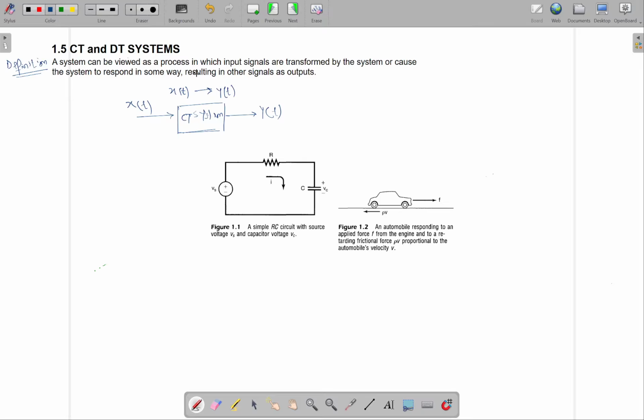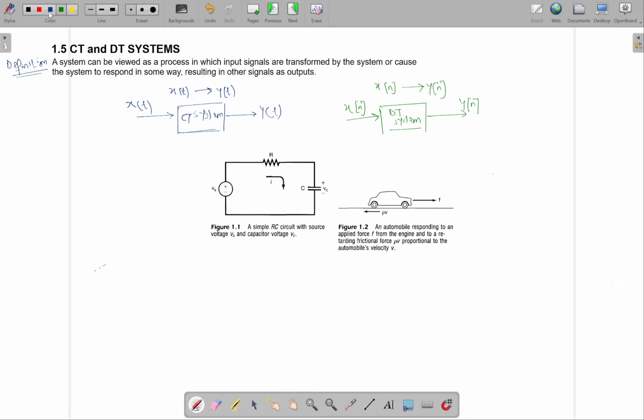Similarly, we are going to call our system a discrete time system if an input to the system, which is a discrete time signal, results in an output from the system which is also discrete. So this is going to be called a discrete time system. Any input results in an output, and both are discrete time signals. So these are the very simple classifications of a continuous time system and a discrete time system.